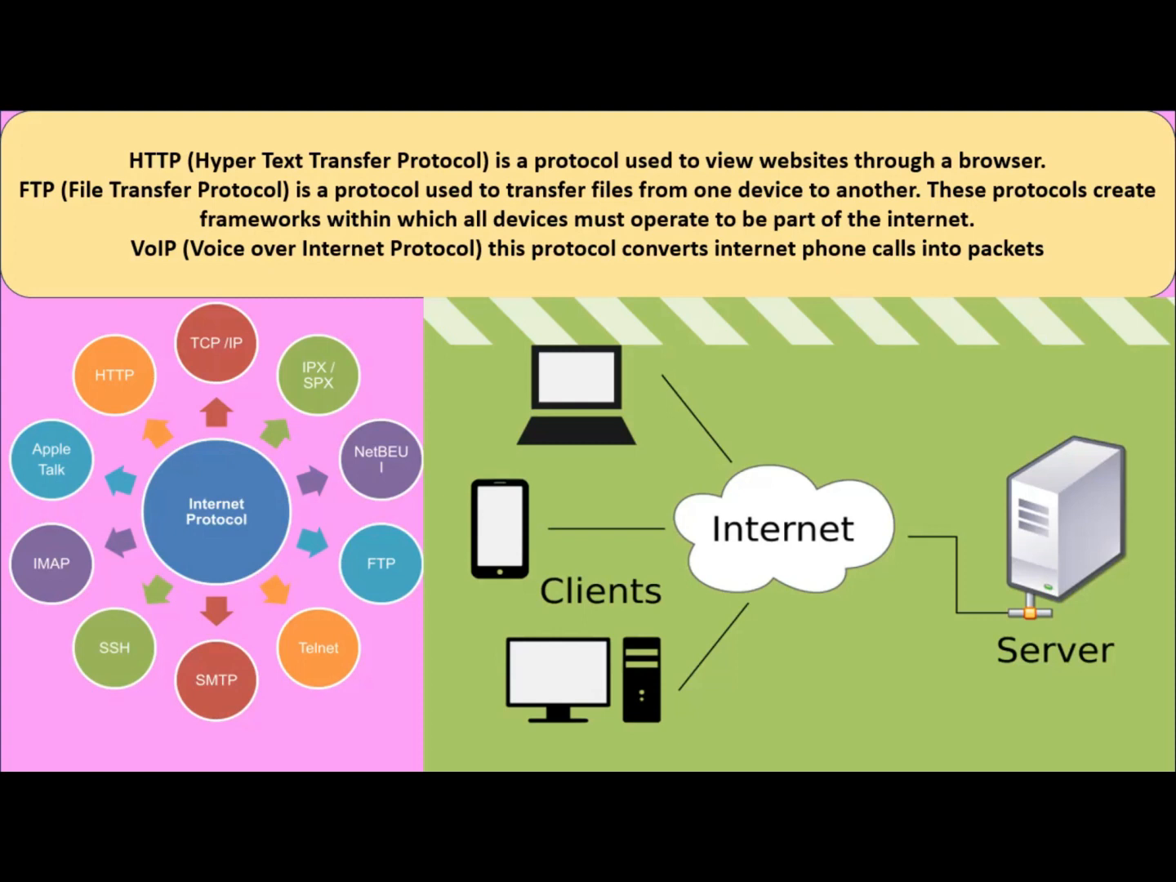Next, we have the file transfer protocol, FTP. The FTP is used to transfer files from one device to another. These protocols create frameworks within which all the devices must operate to be part of the internet. Next, we have the VoIP, the Voice over Internet Protocol. This protocol converts internet cell phone calls into packets. Remember, whenever we send out requests to the internet, the responses are gotten back in packets, and as they get back to us, these packets are constituted into complete information.